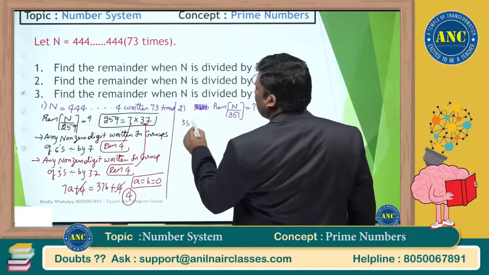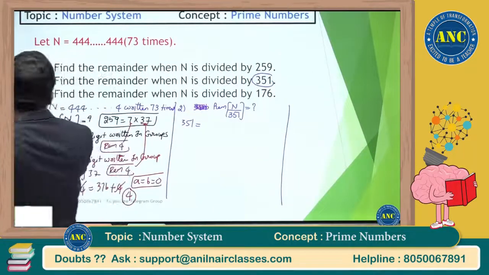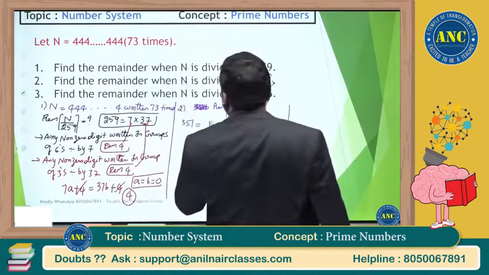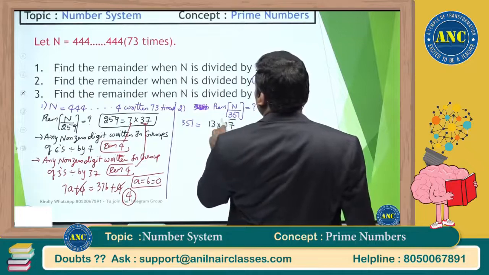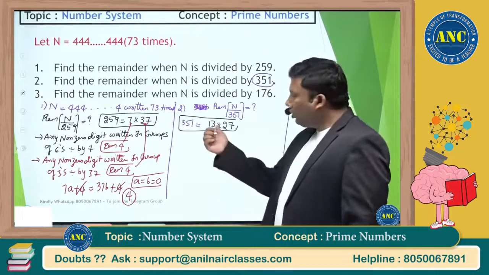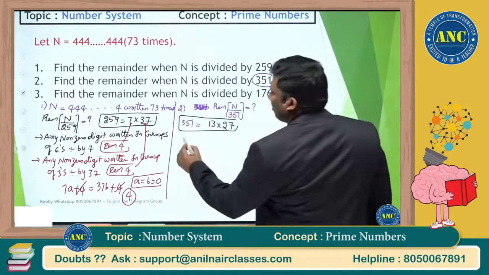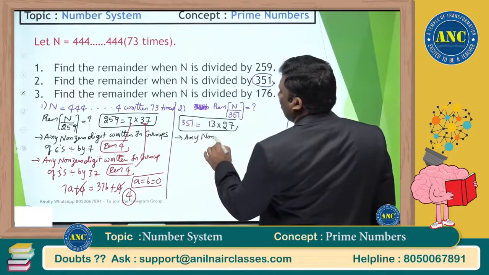351 is a composite number. Now we have to derive the factors for 351. If you observe closely, 13 twos are 26, 91, so 351 is 13 into 27. So we have to use the divisibility rule of 13 and 27.